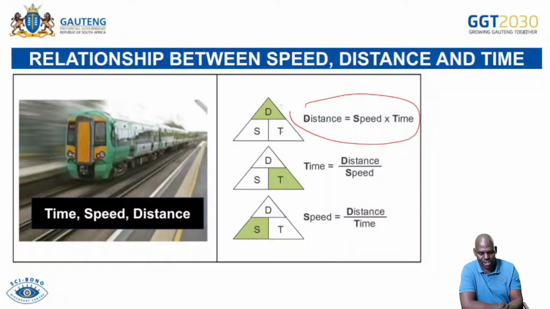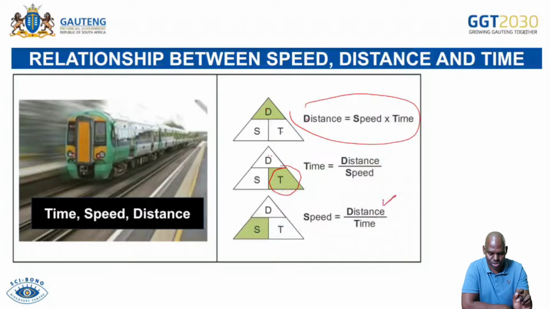If you have to calculate distance, it is going to be speed multiplied by time. Like you see in the other triangles, if you have to calculate time, then the distance must be on top and the speed must be at the bottom. If you have to calculate speed, the distance must be on top and the time must be at the bottom.